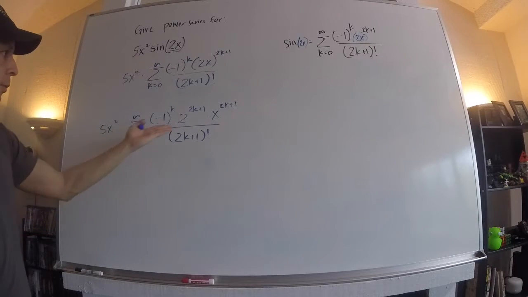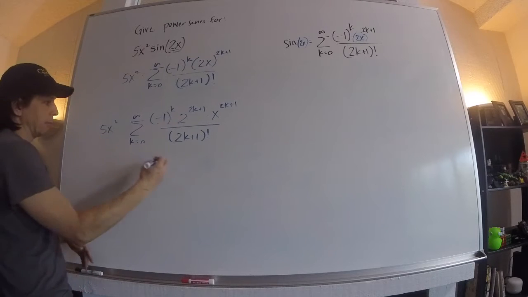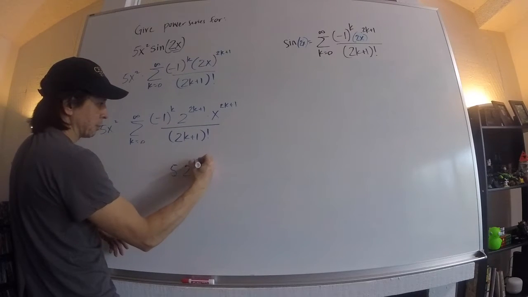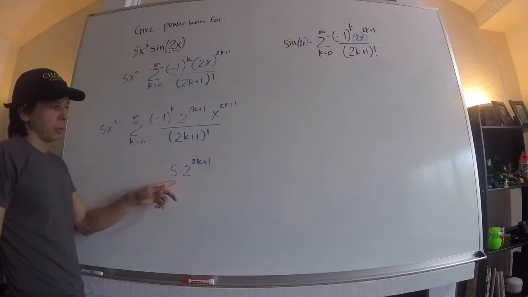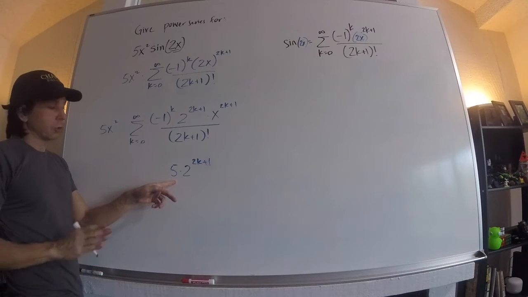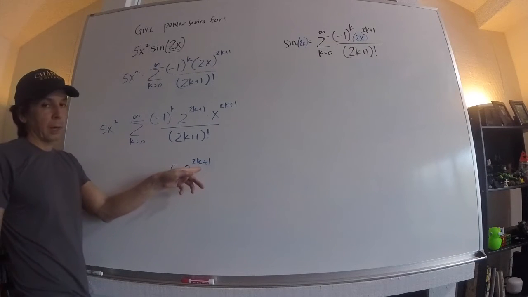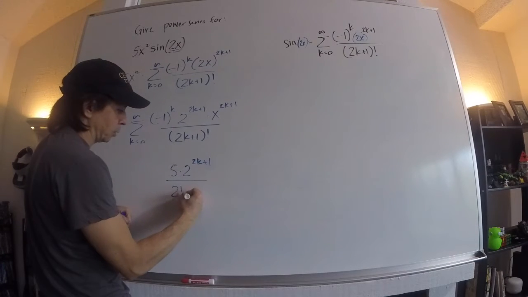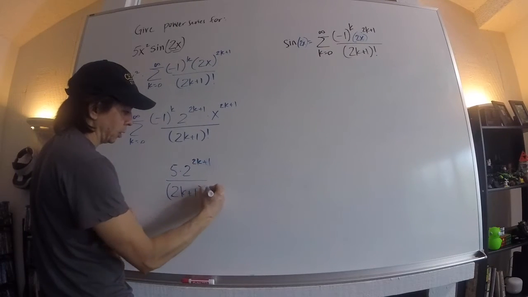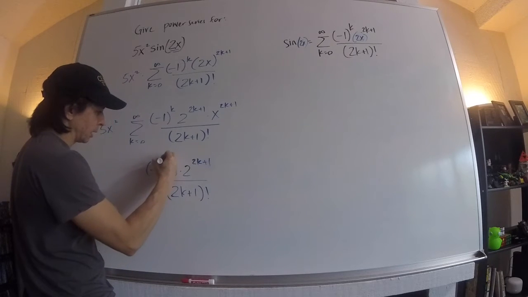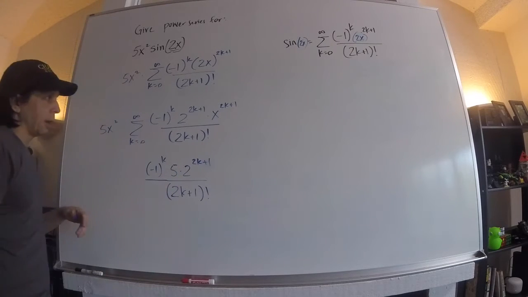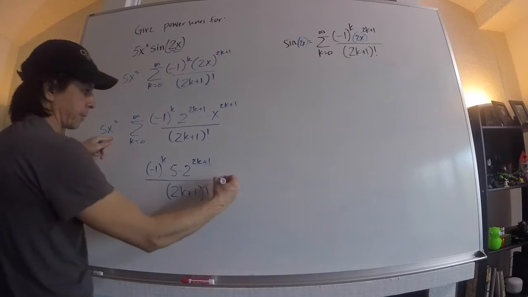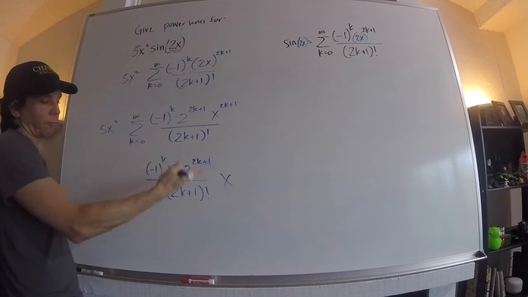In fact, right now, I'm ready to distribute. So the 5 I'm going to combine with the 2^(2k+1) to get a part of my coefficient. The 5 is not raised to any power, though. That's just a single 5, and the 2 is raised to a power that's based on whatever term it is, based on the iterator k. (2k+1) factorial. It's alternating, so I still have this (-1)^k. And now my x's.